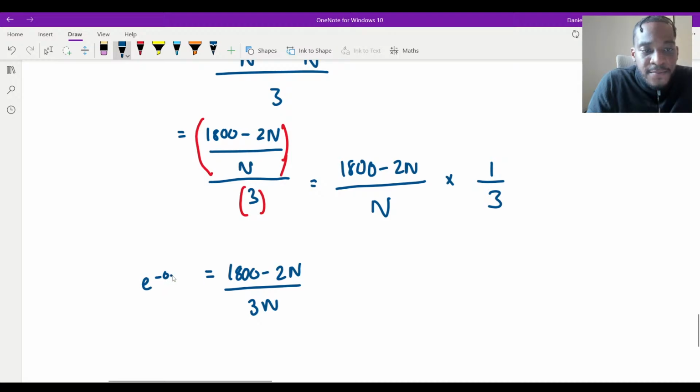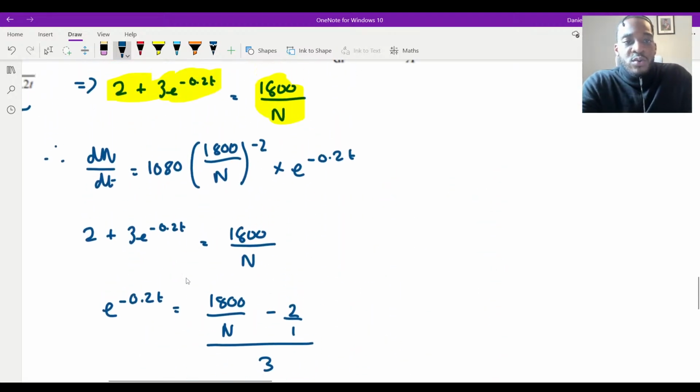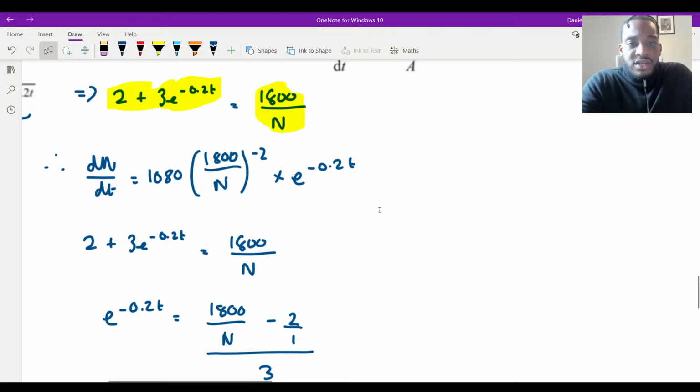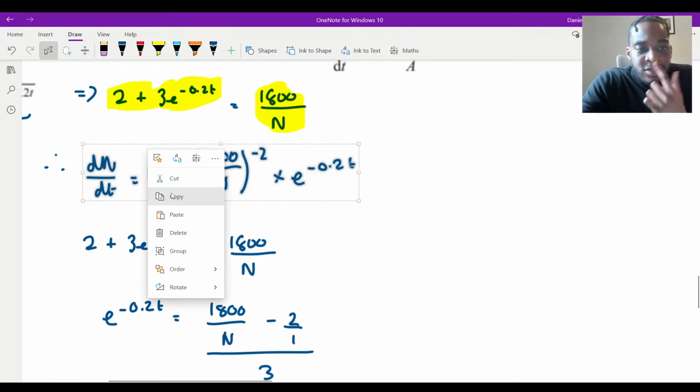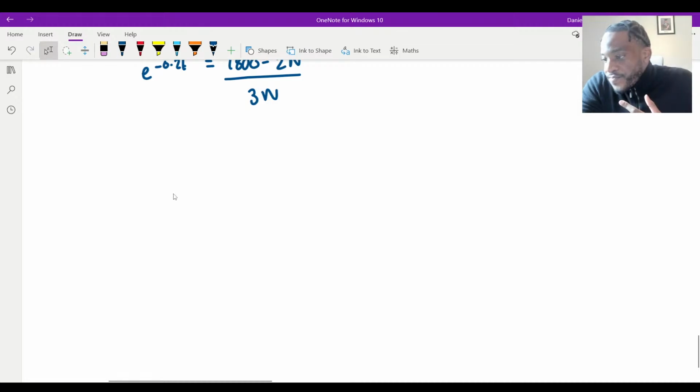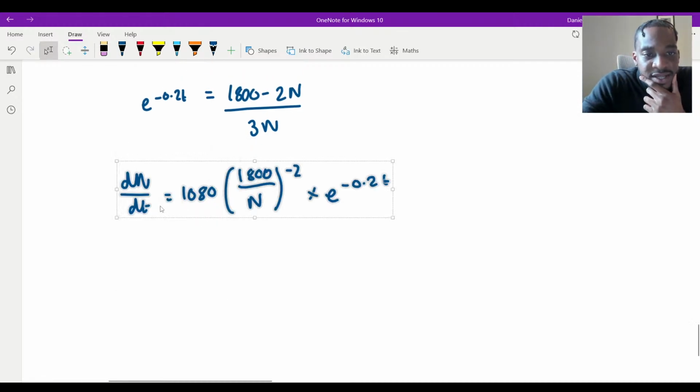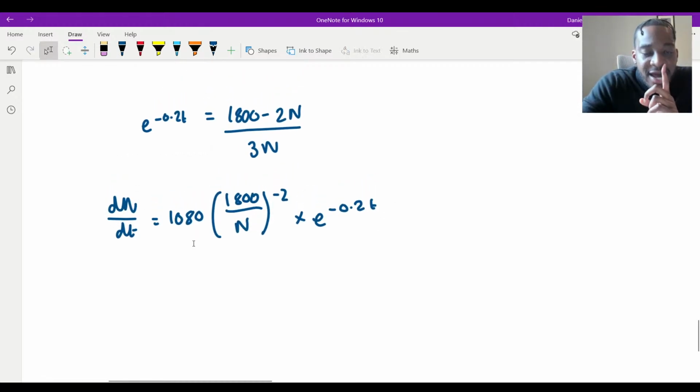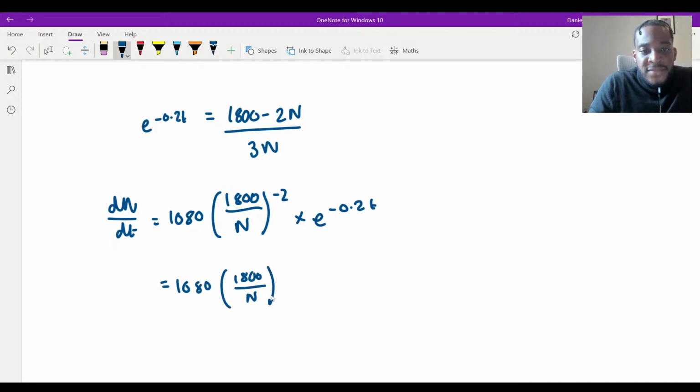So where are we? I'm going to copy this. This is where we're at so far. We've got the N(t) right here, and now we can substitute that in. So it's going to be 1080, times 1800 over n to the minus 2, and we're going to multiply by that expression, 1800 minus 2n over 3n. Now the N(t) is all in terms of n.